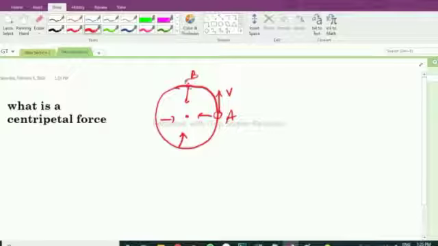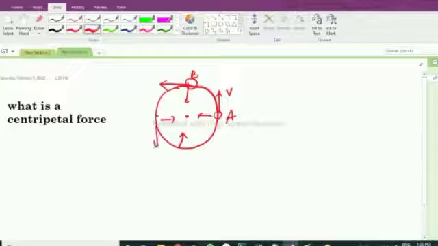This is position A, this is position B. Let us say the object is going with constant speed. Here the velocity is in this direction. How do you find the velocity direction? You have to draw the tangent at that point. So you draw the tangent at this point, and you get the velocity direction. At different points, even though the magnitude is the same, the direction is different.